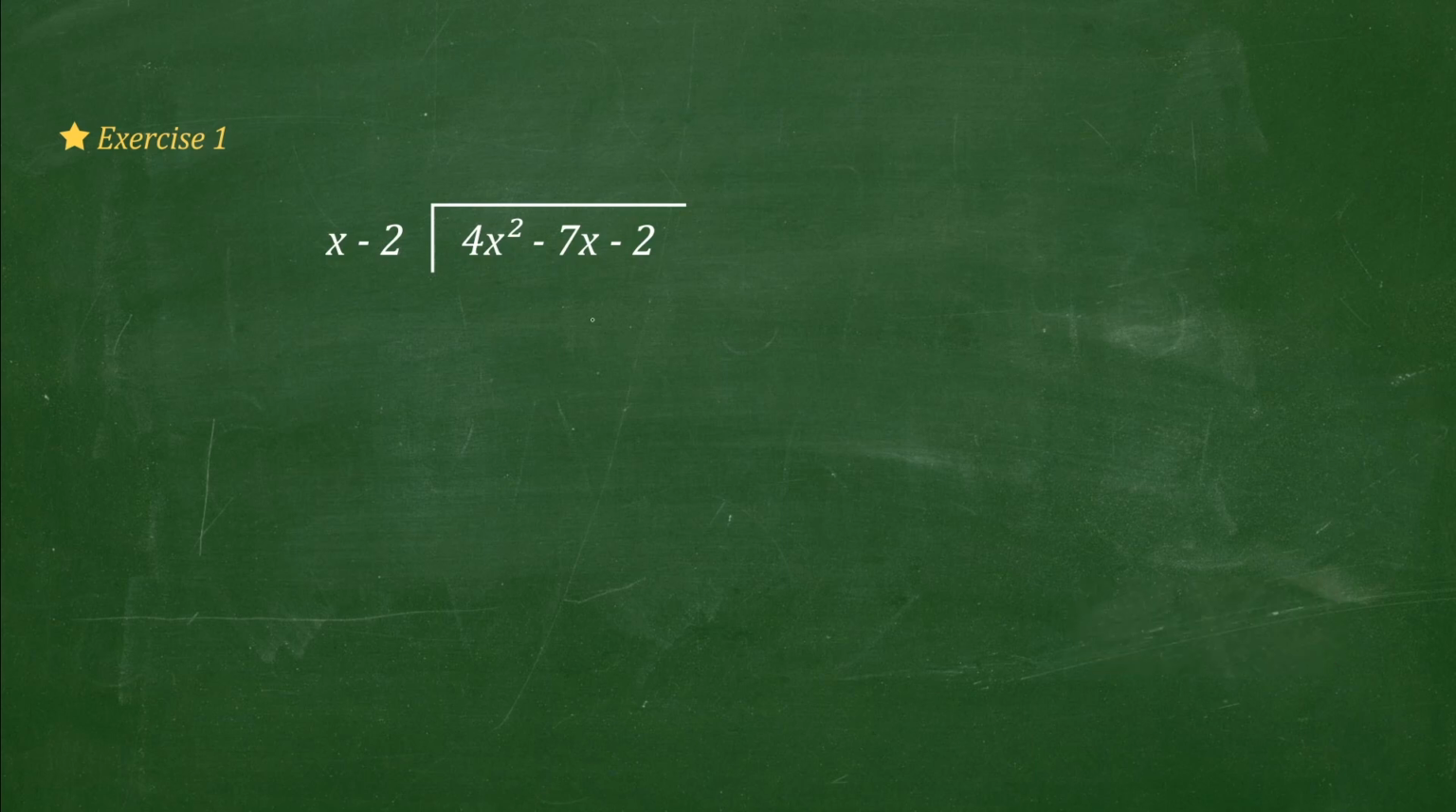Done? Sige, try nating sagutan to. 4x squared divided by x is 4x. Take note, aligned ang 4x and negative 7x because they are like terms. Then we multiply. 4x times x is 4x squared. Then 4x times negative 2 is negative 8x.